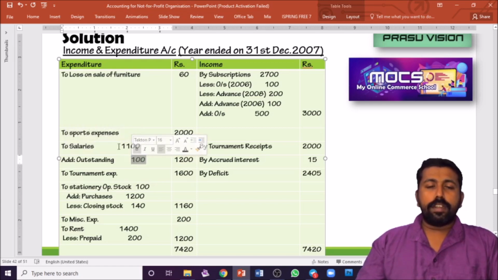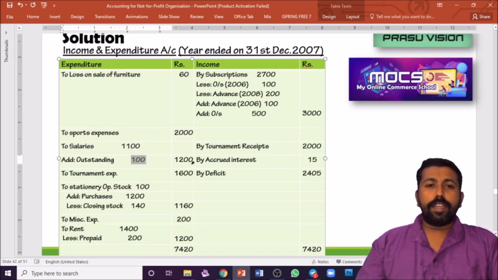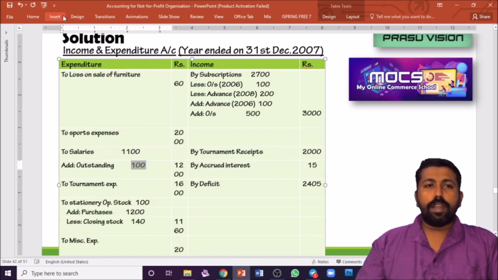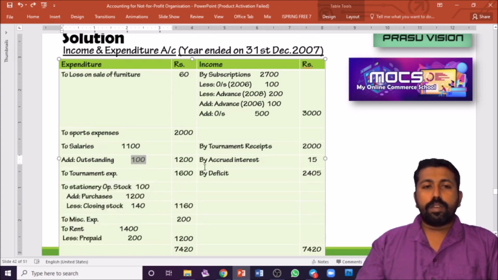So 1,100 divided by 11, we will get per month salary rupees 100. That we are adding. So the total amount of salary will be 1,200. Tournament expense 1,600.